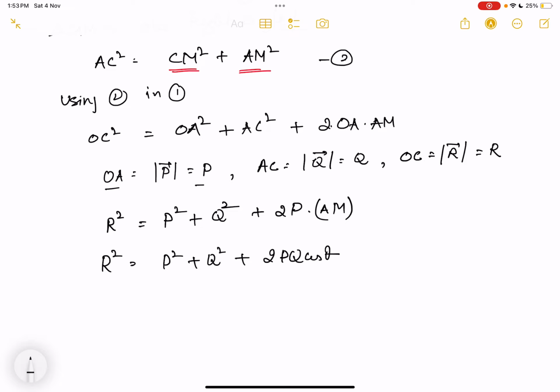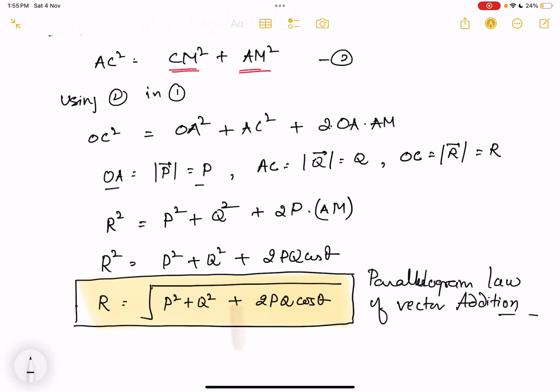So what is the resultant vector? R. It is a square root of P square plus Q square plus 2PQ cos theta. This is called parallelogram law of vector addition. Now this gives you the magnitude of the resultant vector.